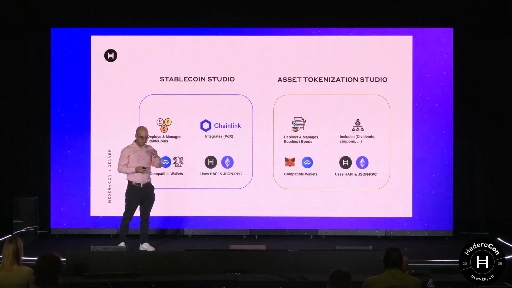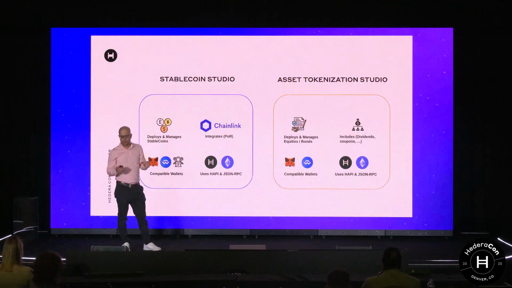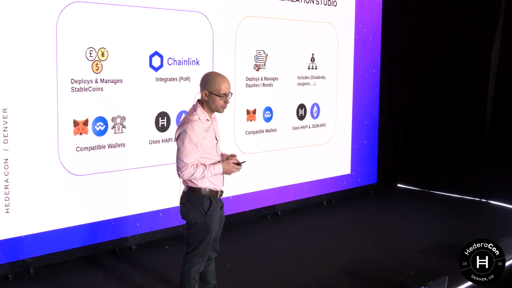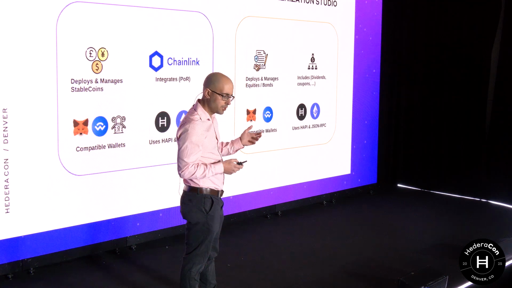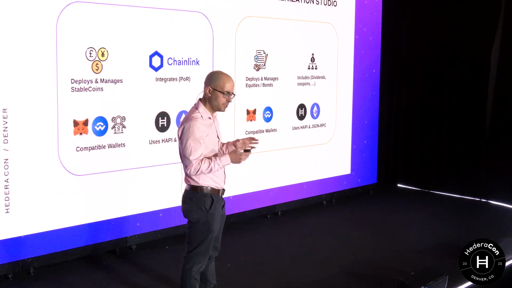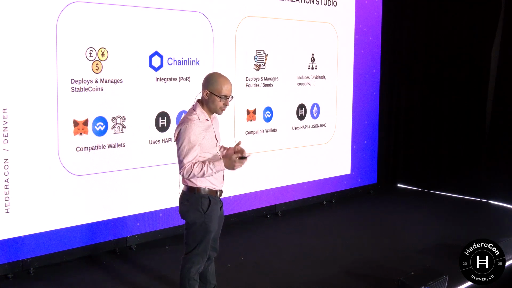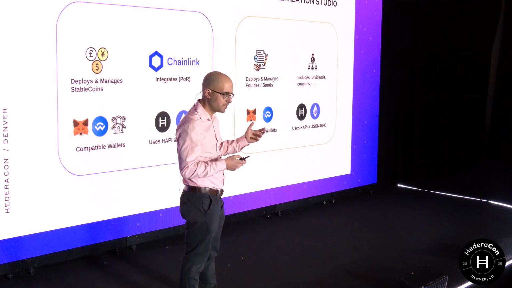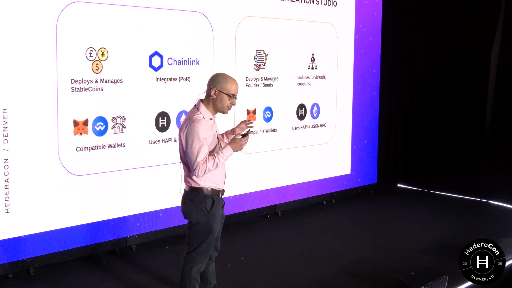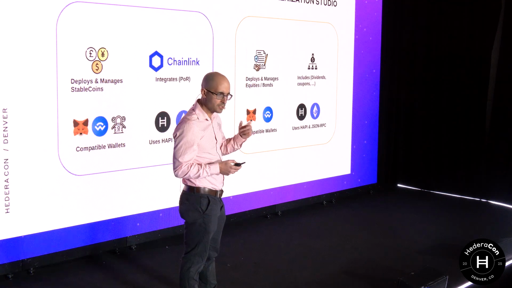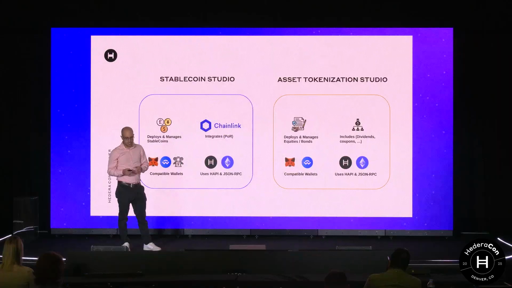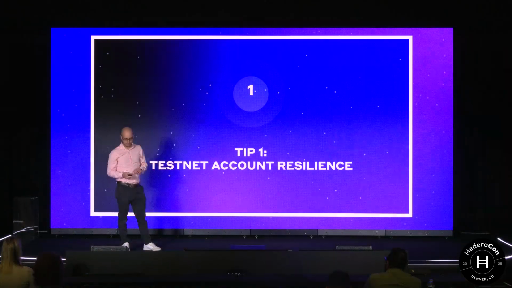And then the ATS, the Asset Tokenization Studio, is very similar to the Stablecoin Studio from an architecture point of view. It's also a dApp with a bunch of smart contracts. And it is used to deploy and manage assets. So far, we only have equities and bonds. And it includes corporate actions on chain, like dividends and coupons, depending on the asset. It supports the same wallets as the Stablecoin Studio, so MetaMask and Hedera Wallet Connect. And it also relies on the same services as the Stablecoin Studio: the Hedera APIs, the JSON-RPC node, mirror node, and so on.